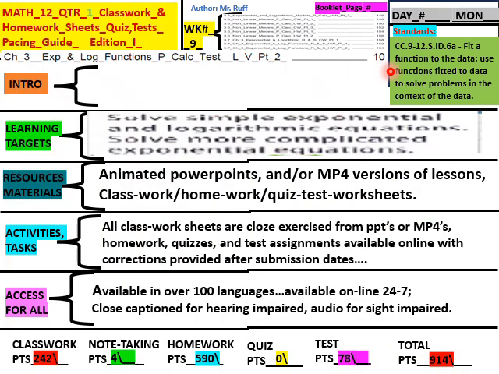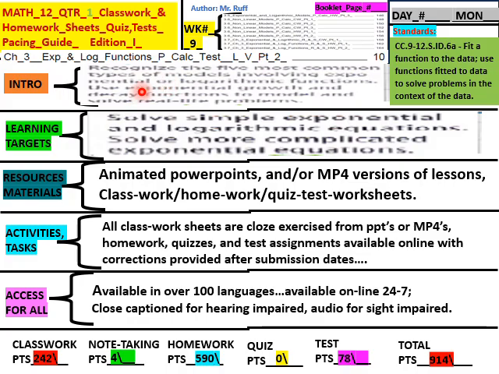And then the standards are 9 through 12, S.ID.6a. Fit a function to the data. Use functions fitted to data to solve problems in the context of the data.